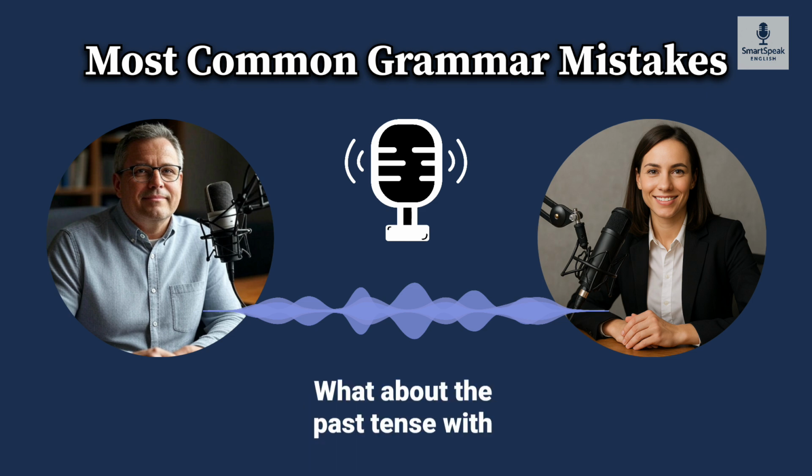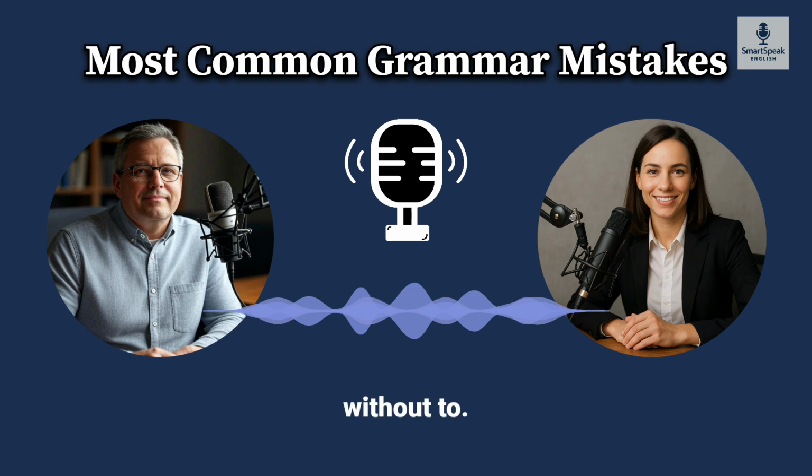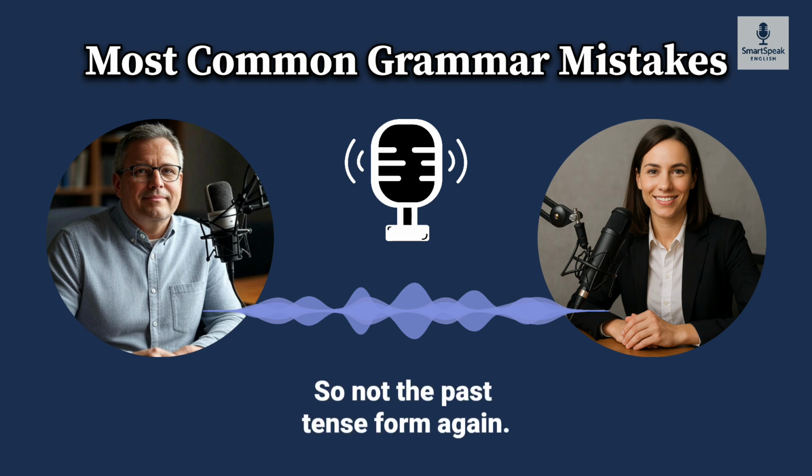What about the past tense with did? We often hear folks say, I didn't went to the party. How do we untangle that one? The thing here is did or didn't already signals that you're talking about the past. So the verb that comes after it should just be the basic form, the infinitive, without to, so not the past tense form again. Exactly. You don't need two past tense markers. So the correct sentence is just, I didn't go to the party. Saying didn't went is redundant, like saying the past twice. Got it. Avoid the double past.